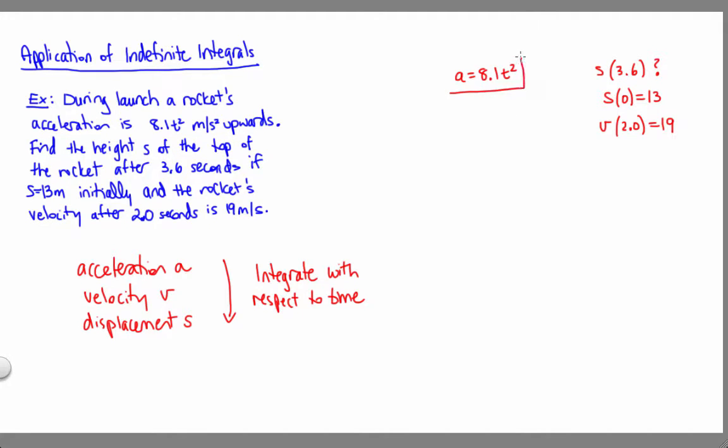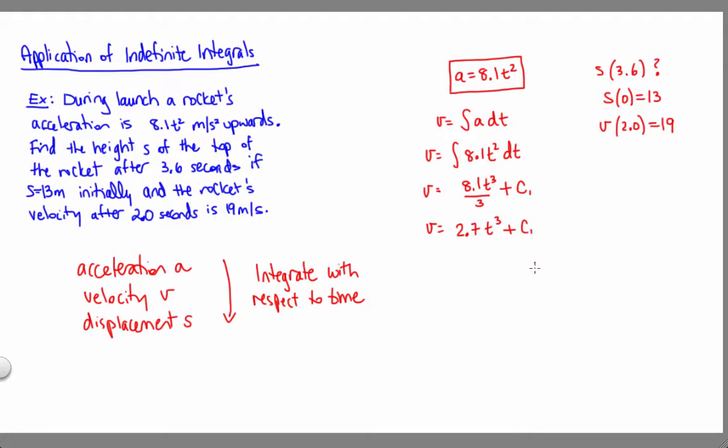So beginning with a equals 8.1 t squared, we can say that velocity is the integral of acceleration with respect to time. So that makes v equal to the integral of 8.1 t squared with respect to time. That makes v equal to 8.1 t cubed over 3 plus some constant. Now I'm going to call our constant C1 because there may well be several constants that come up in this calculation. Let's simplify v and call it 2.7 t cubed plus C1.